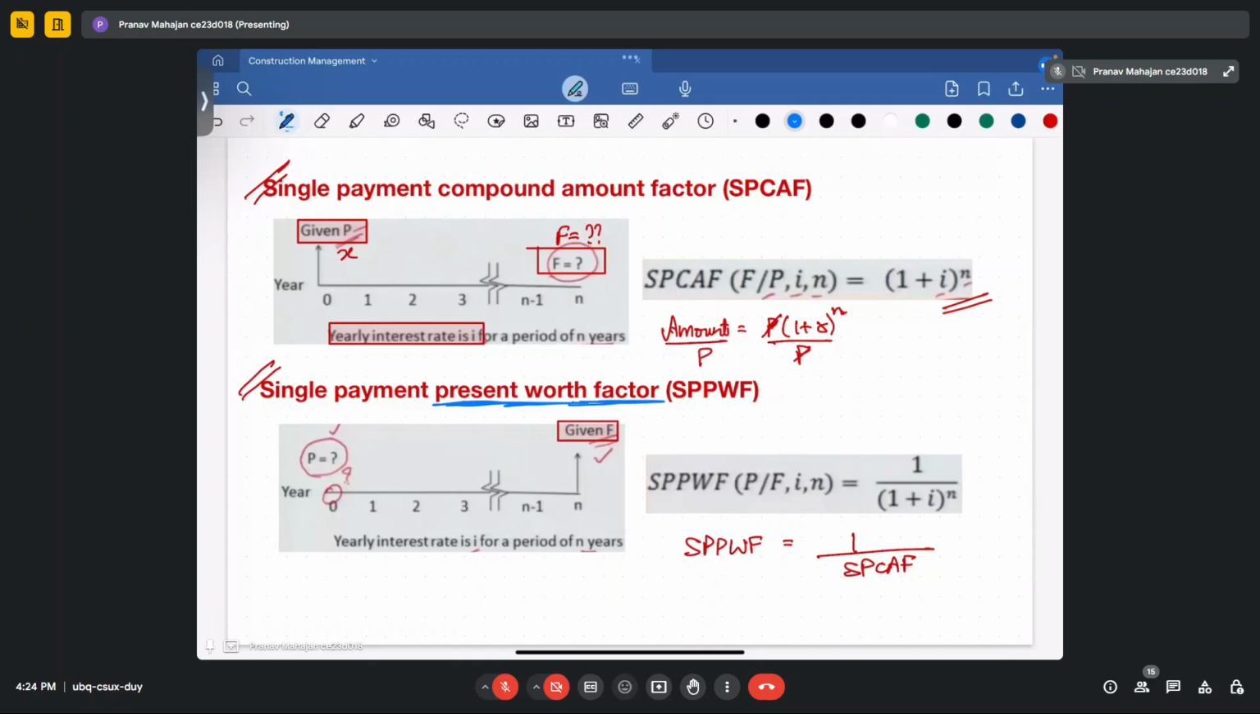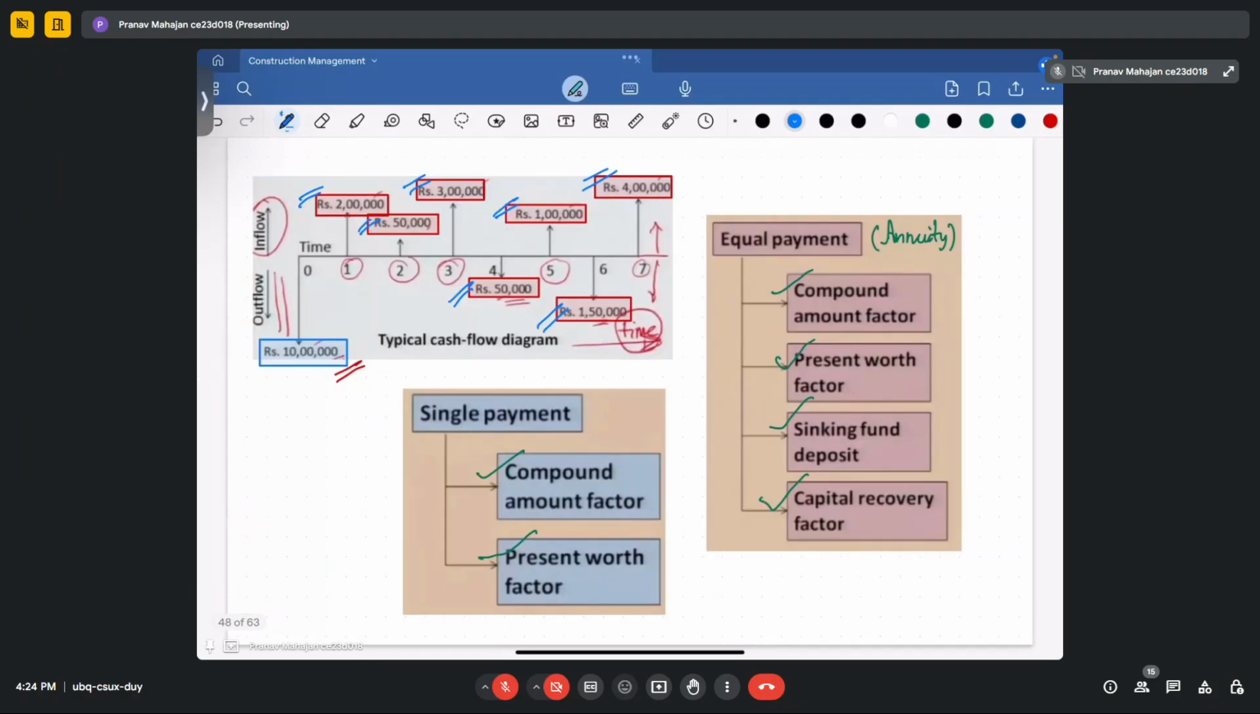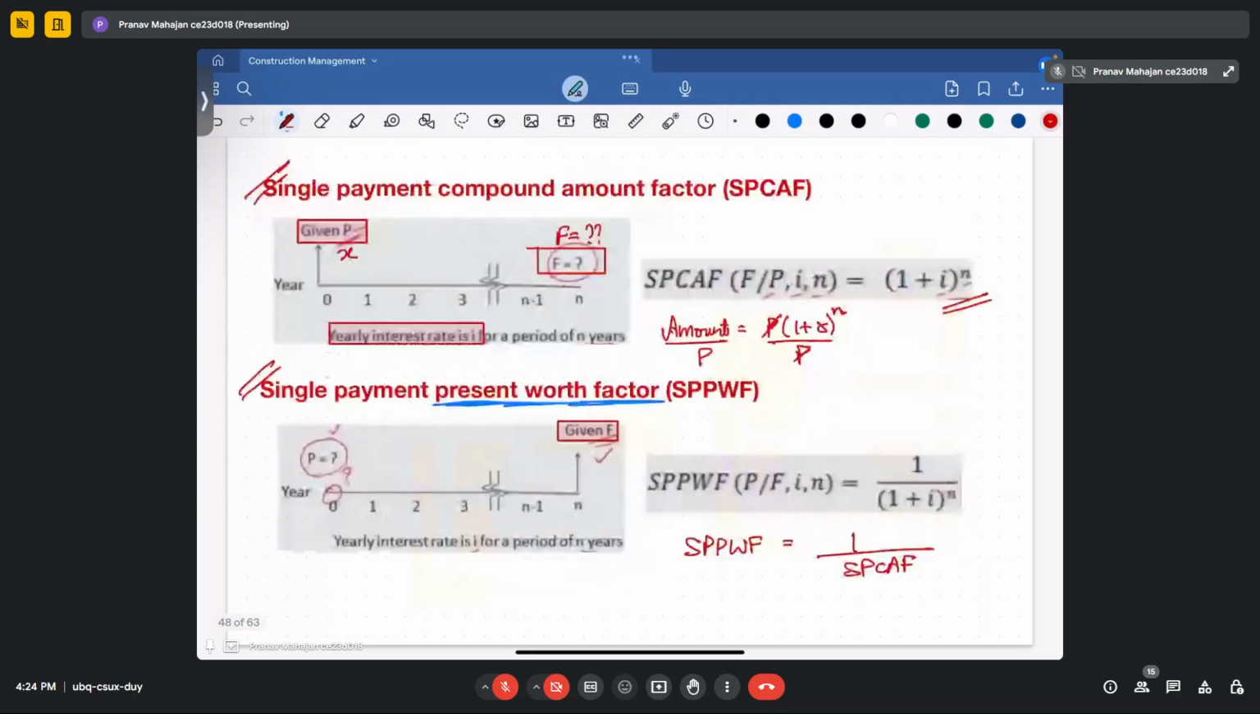When you don't have an annuity available, that is, when you are considering the single payment case, you use these two formulas: the single payment compound amount factor and the single payment present worth factor, in the case where no annuity is involved. When you are required to calculate the future money from the principal money, how will you calculate it? That is 1 plus i to the power of n. And when you are expected to calculate the present money, you will reverse the future money factor.